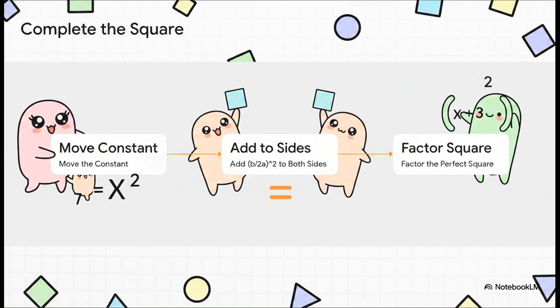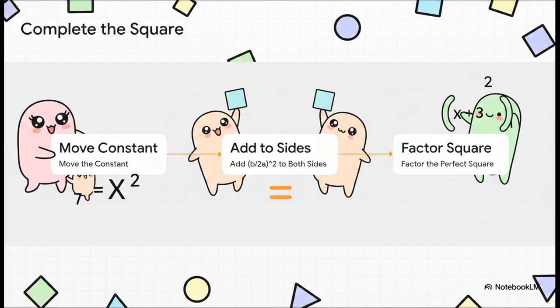Imagine we have x squared plus 6x minus 7 equals 0. Step 1, get that unhelpful constant completely out of the way by moving the negative 7 to the other side. Now, we manufacture our own perfect square. We take our middle term, which is 6, cut it in half to get 3, and square it to get 9. We add this 9 to both sides to keep the math balanced. On the right side, our 7 plus 9 becomes 16.